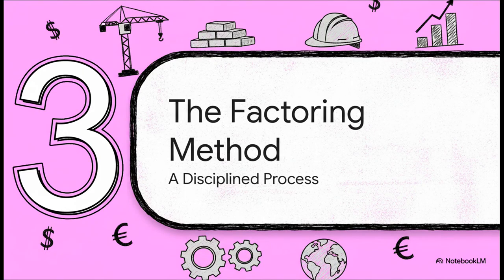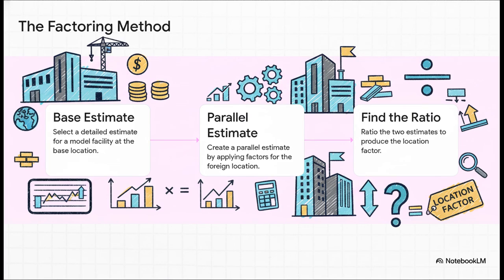So, how do they come up with this powerful number? Well, it's definitely not a guess. It's a really rigorous process called the factoring method. It really just boils down to these three steps. First, you start with a super detailed cost estimate for a project in a place you know inside and out, like the US Gulf Coast. That's your base estimate. Next, you create a parallel estimate by going through every single line item and adjusting it for the new location's costs. And finally, you just divide the new estimate by the old one. That ratio, that is your location factor.